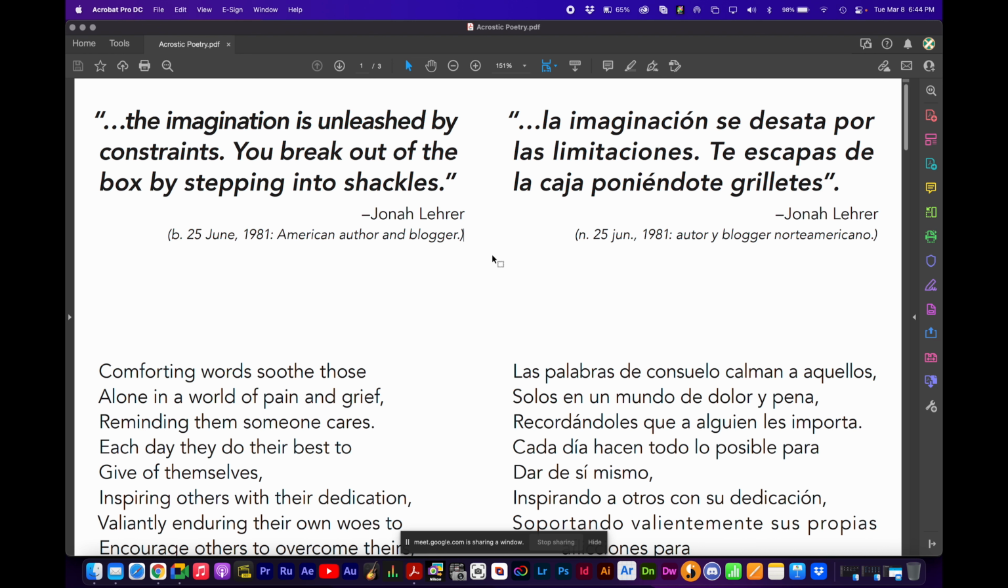Okay. So today we have this quote. It's: the imagination is unleashed by constraints. You break out of the box by stepping into shackles. And this quote comes from Johann Lehrer, born 25th June 1981, American author and blogger.